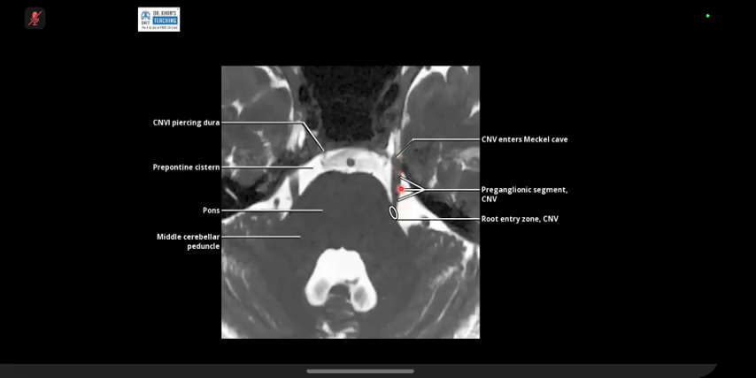Please also remember, when we do a CISS sequence for trigeminal neuralgia, other than axials, we do oblique sagittals. That is a must. Oblique sagittals are done along the long axis of the nerve, along this long axis of the nerve. But I don't think anybody is going to ask you all of this in your 2B.